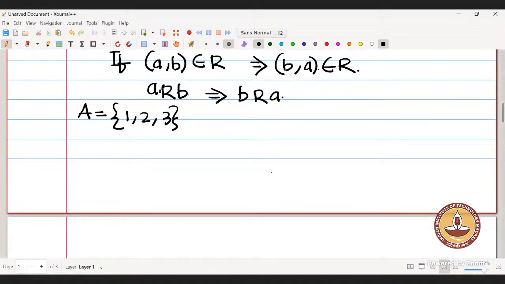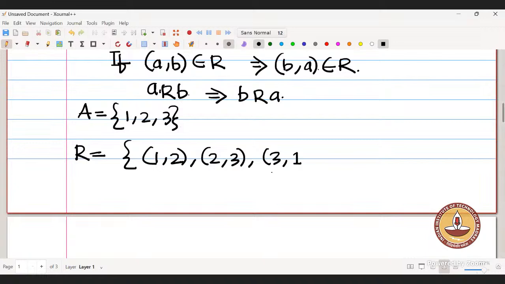So as you can see, the cardinality of this set is 3. So let's define a relation: (1,2), (2,3), (3,1), and let's say (3,2). So is it a symmetric relation? No, right? Because as you can see, this (1,2) is there, but (2,1) is not there, right? So this is not a symmetric relation.